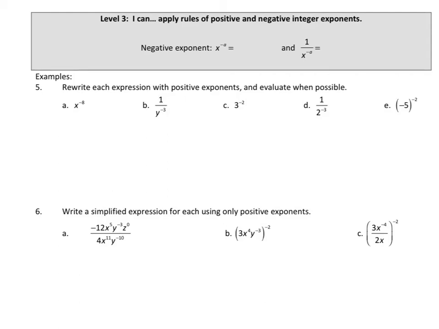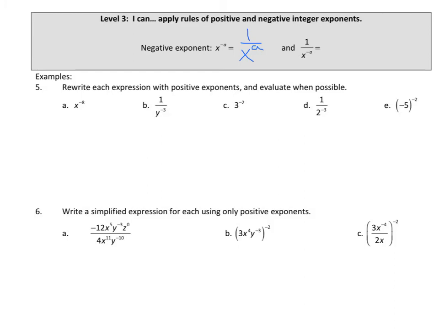In level 3, we will be applying rules of positive and negative exponents. With a negative exponent, always think of it being in the wrong place. If you have a negative exponent that's on the top of a fraction, like this first part, this is like over 1, so it's really in the top or the numerator. We move it down to the bottom of the fraction, and then we write it as a positive exponent. So this is the same as 1 over x to the positive a power.